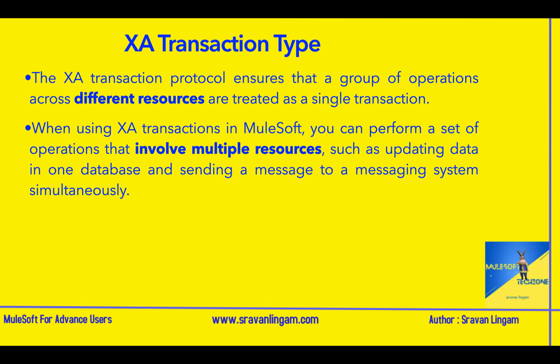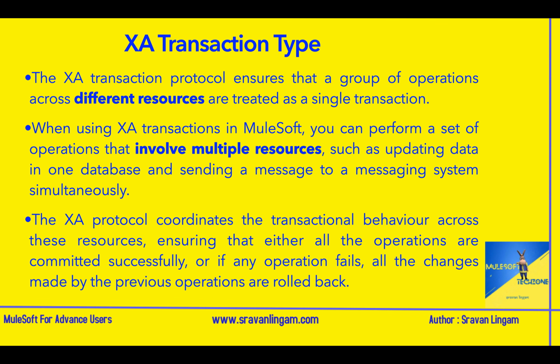When using an XA transaction in MuleSoft, you can perform a set of operations that involves multiple resources, such as updating data in one database and simultaneously sending a message to a messaging system using JMS. The XA protocol coordinates the transactional behavior across these resources. So it coordinates between the database and JMS, ensuring that either all operations are committed successfully, or, on failure, all the changes made by the previous operations are rolled back.